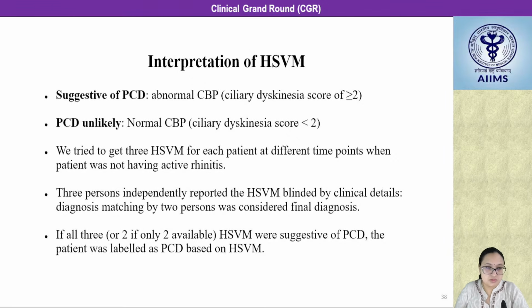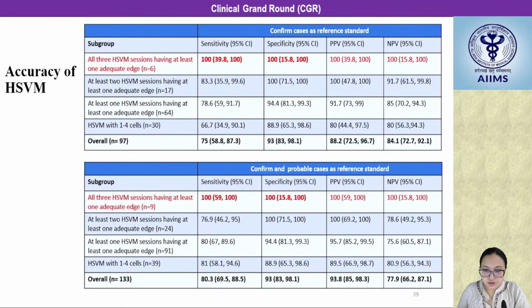If all 3 samples, or 2 samples if only 2 were available for a specific patient, were suggestive of PCD on HSVM, the patient was labeled as having PCD based on HSVM. So this is the accuracy. In these 2 tables we can see that in patients where we had all 3 HSVM samples having at least 1 adequate edge, the sensitivity, specificity, positive predictive value and negative predictive value was 100% when compared to the reference standard.